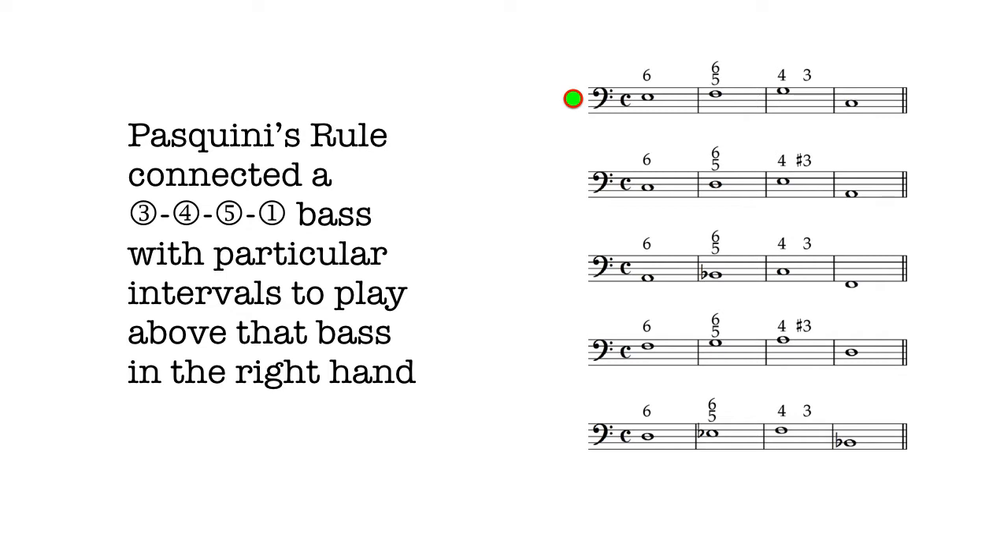All right, let's listen to a single melodic line written above the bass. So the child would play the written bass with the left hand and the upper melody with the right hand.